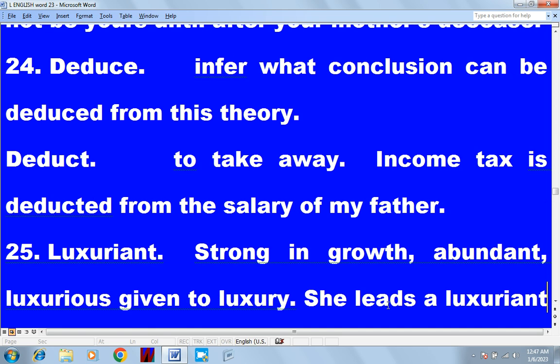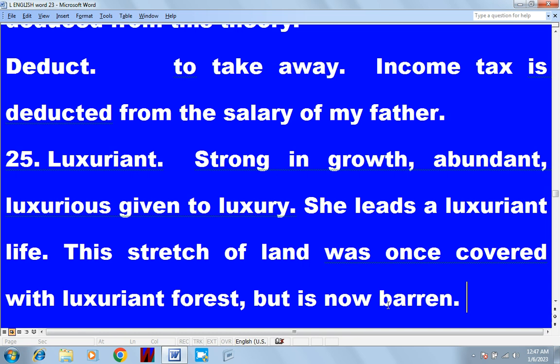Deduce: infer. What conclusion can be deduced from this theory? Deduct: to take away. Income tax is deducted from the salary of my father.